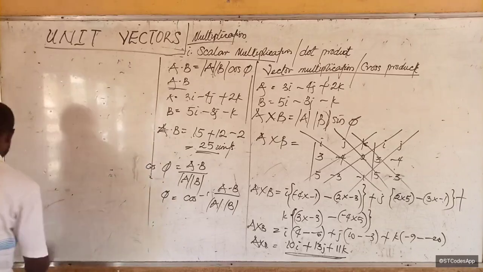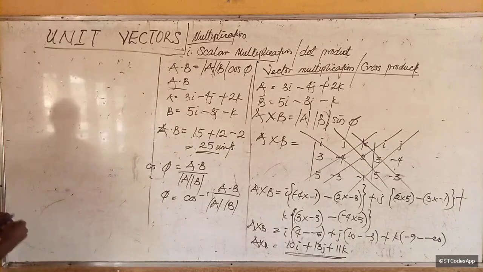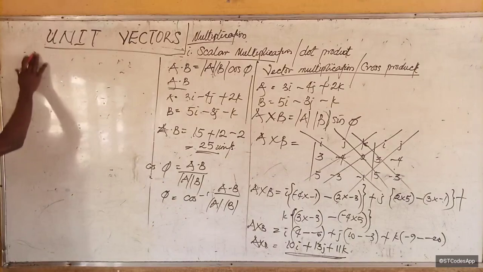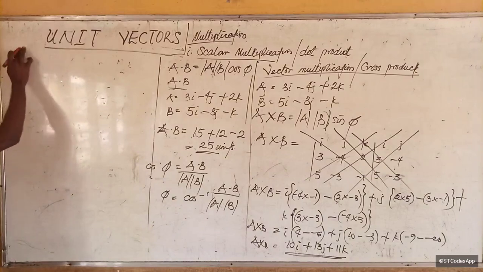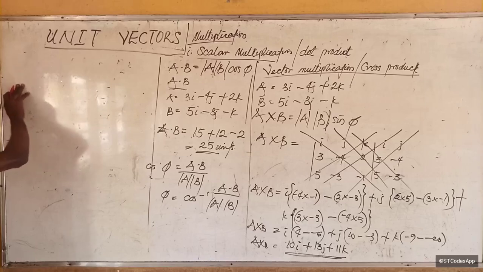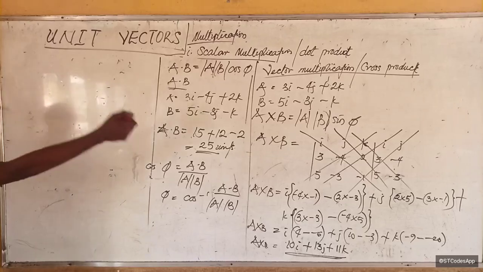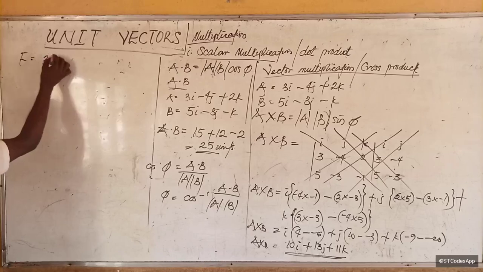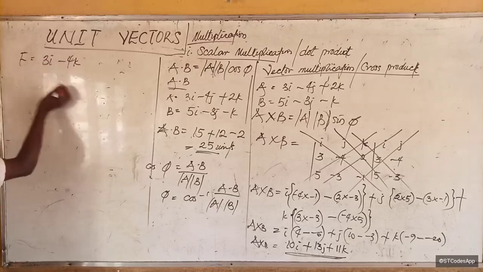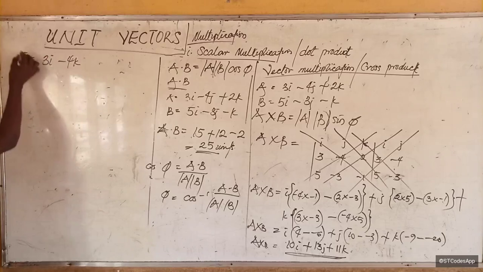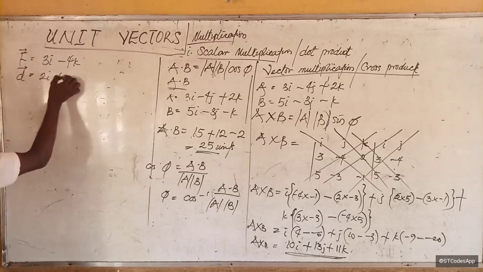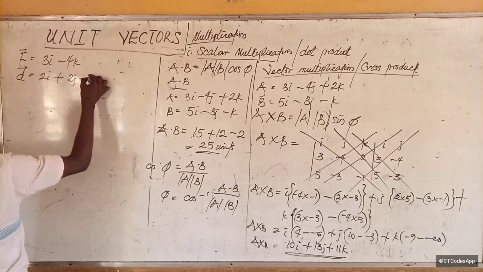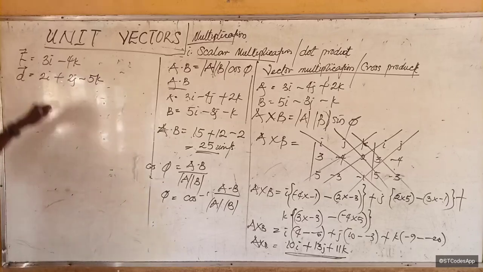So if you were told to find, for example, you are given the vector f, we are given vector f to be equal to 3i minus 4k, and you now have vector d to be 2i plus 2j minus 5k. Okay, so how do you do this?